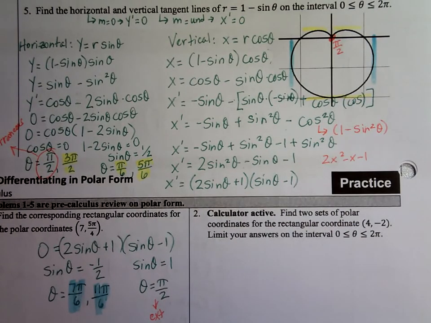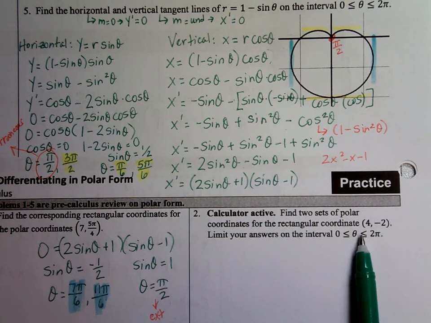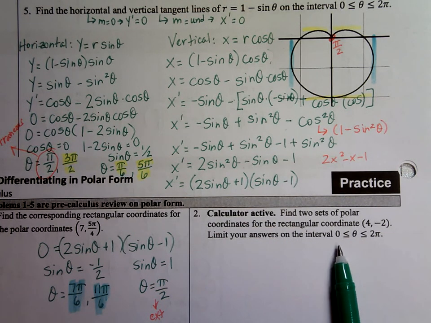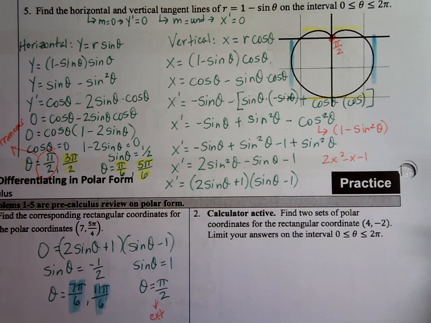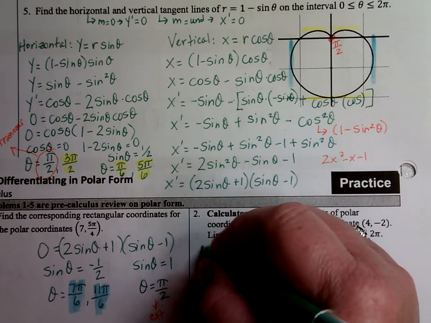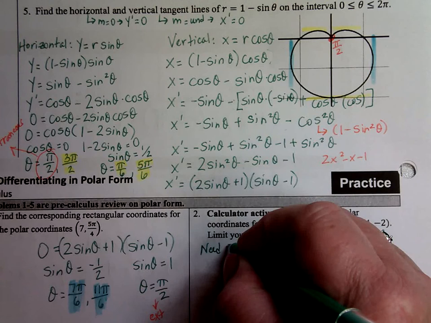Number 2 is on our list of practice problems to look at. Find 2 sets of polar coordinates for the rectangular coordinate (4, -2), but limit your answers to just be between 0 and 2 pi. All right, so to be in polar from rectangular, you need an r value and a theta value. You need r and theta.